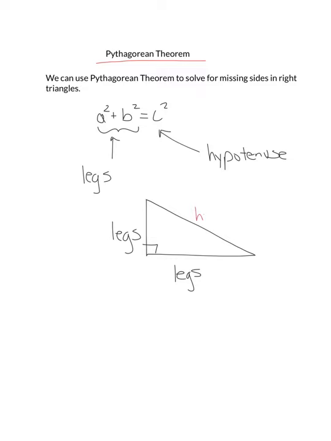And then finally, the third side is the hypotenuse. Now this is going to be the longest side, and it's always going to be the side that is directly across from the right angle. Now that you know which two sides are legs and which is the hypotenuse, we can get into a couple of examples.